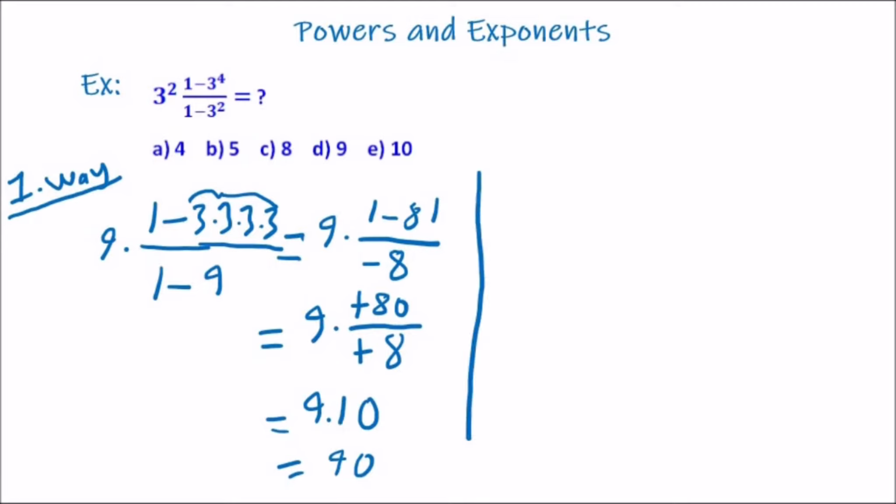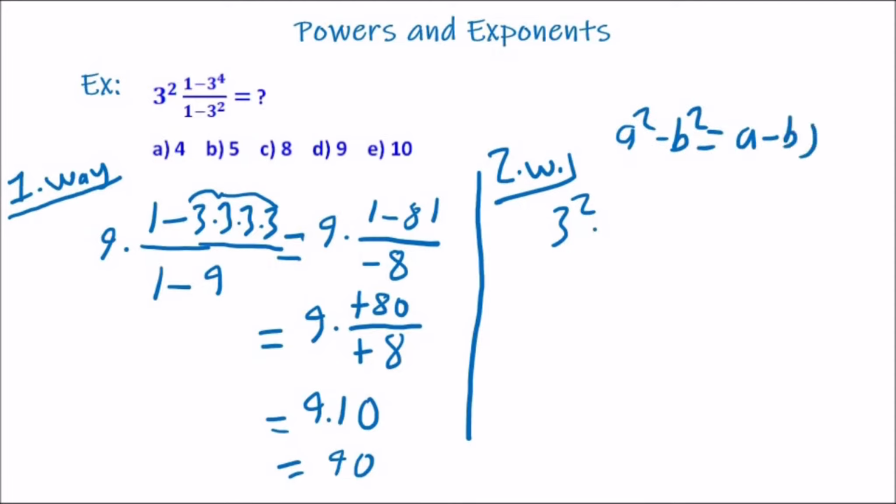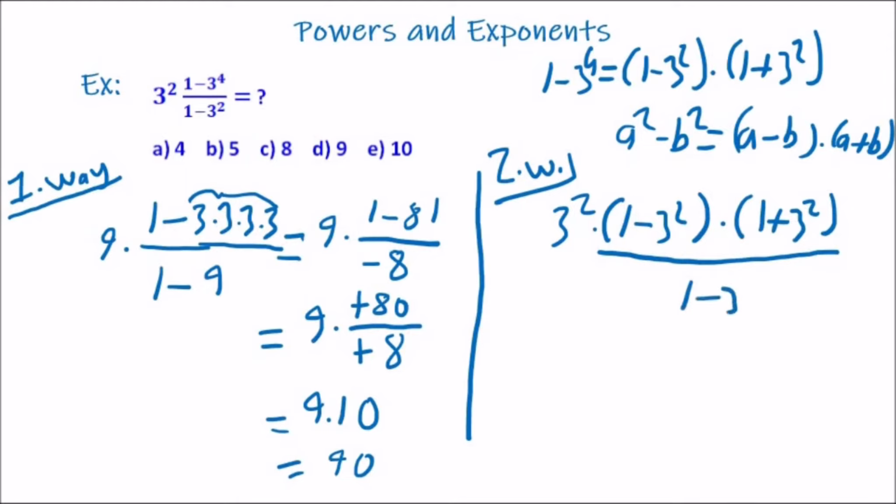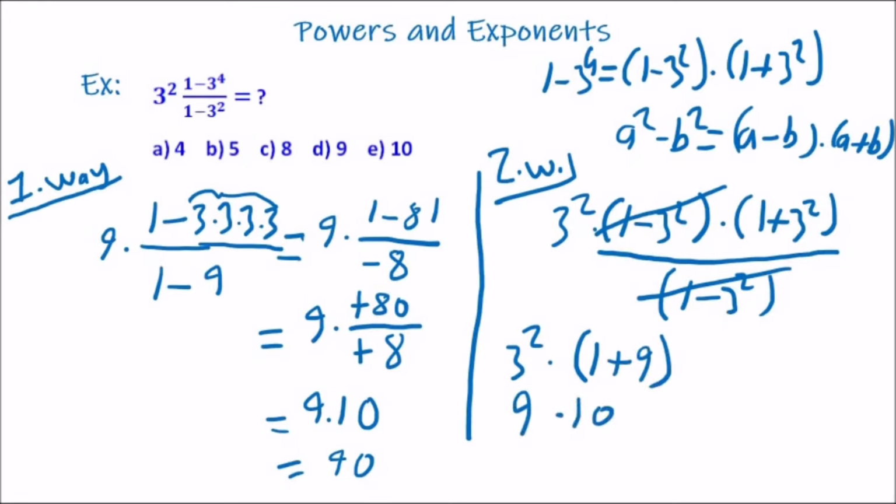This is the first way, and the second way is a little bit longer actually. 3 squared times, if you remember, a squared minus b squared is a minus b times a plus b. So from this point of view, let me write it here. 1 minus 3 to the power of 4 is 1 minus 3 squared times 1 plus 3 squared. You can factor this expression like 1 minus 3 squared times 1 plus 3 squared divided by 1 minus 3 squared. As you can see, these terms are gone. The leftover is 3 squared times 1 plus 9. So this is 9 already, and this is 10 already. If you multiply these numbers, you still get the same answer, 90.